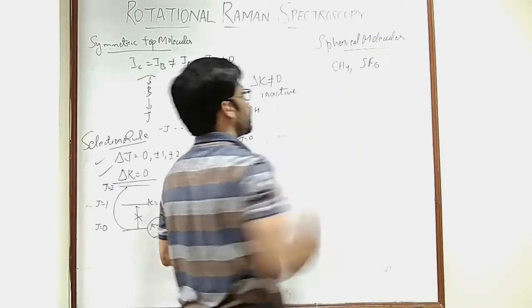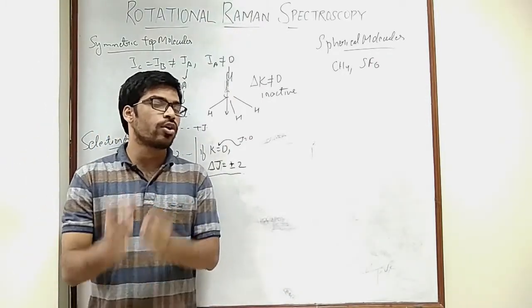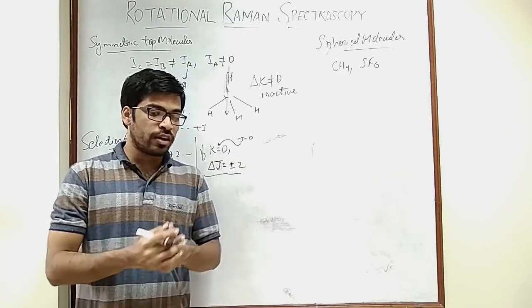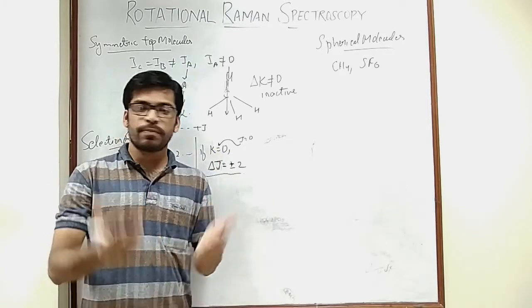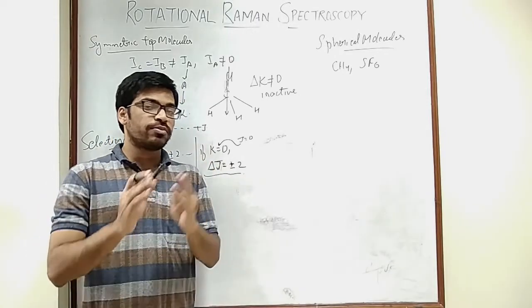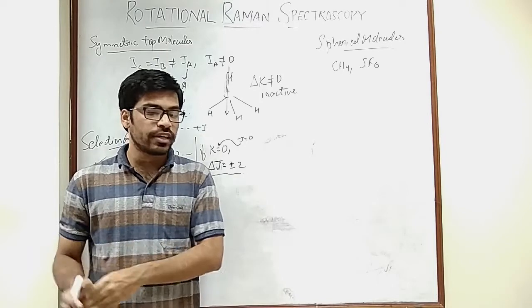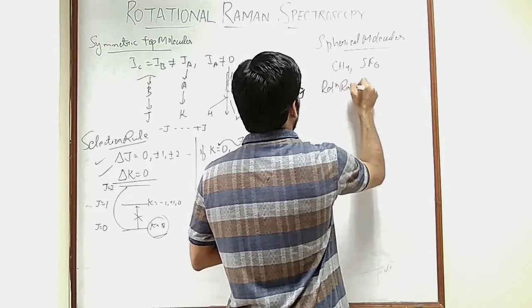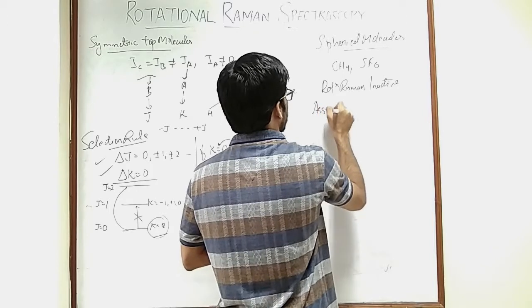CH4, SF6. Now, for spherical molecules, it does not matter in which direction they rotate, the dipole moment is not going to change. If there is no change in the electron cloud of the molecule, then there is no change in the polarizability. So it does not matter at what orientation you keep or at what axis you rotate, the polarizability ellipsoid is not going to change. If the polarizability ellipsoid is not going to change, the molecule is not going to be Raman active, and that is why these molecules are rotation Raman inactive.